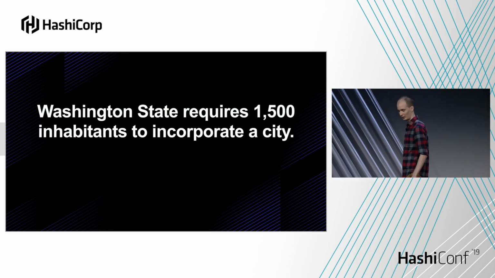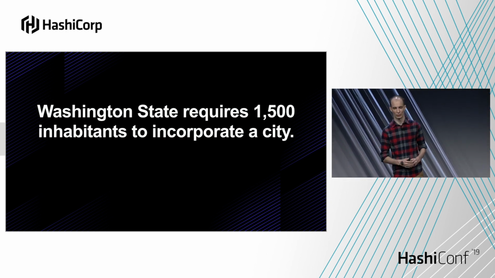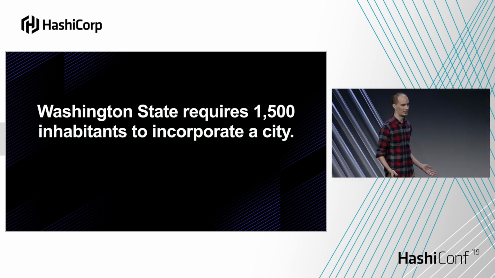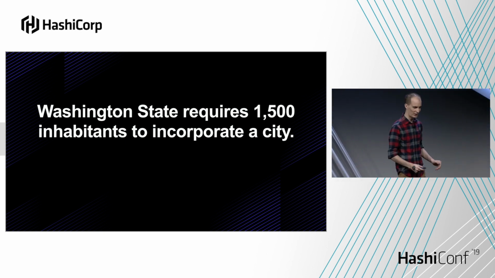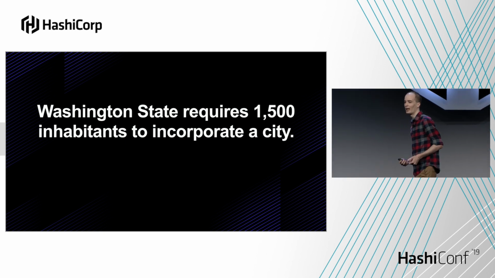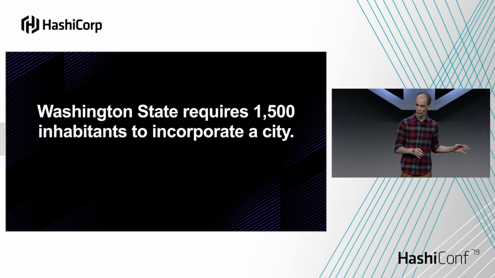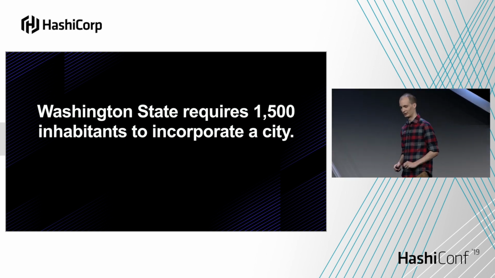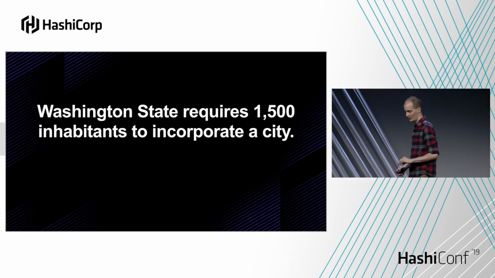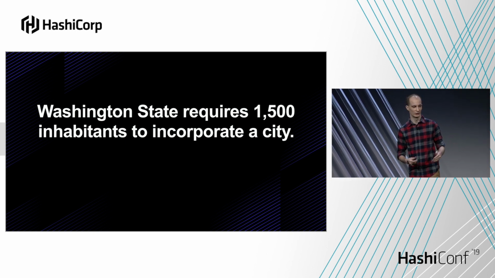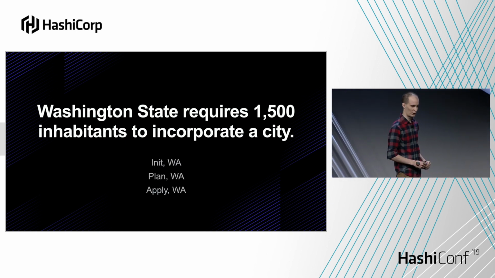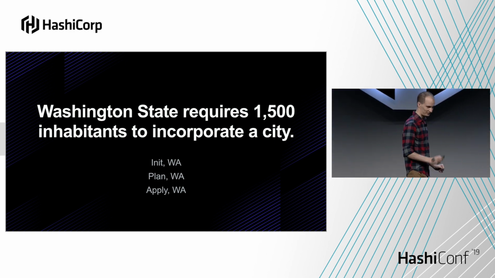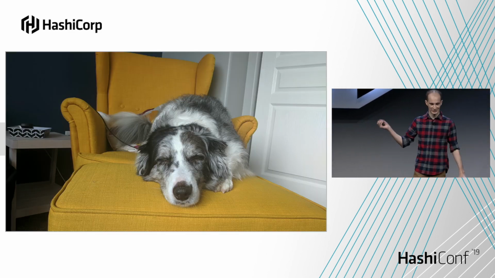Washington State requires 1,500 inhabitants to incorporate a city, where we're giving this talk right now. It's not important why I know that. Let's just accept that I do and move on. And now, I'm not implying anything, but we could take all of our Terraform contributors and not form 1 city in Washington State, but actually 3 of them. And really, I'm not trying to suggest anything, but Init Washington, Plan Washington, and Apply Washington do have a nice ring to them.